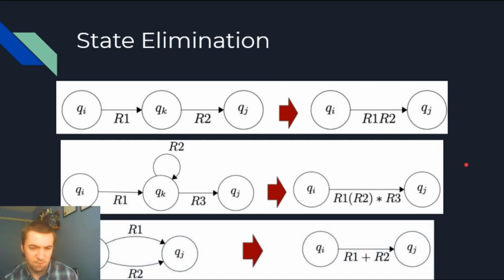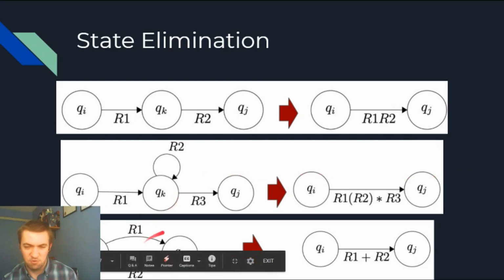Alright, and last off we have this case where we have two states and we just want to make it so that there's only one transition between them and we don't have two transitions. This is pretty simple. We just replace these two arrows with an OR. So regular expression 1 or regular expression 2 can take you from this state to the second one.